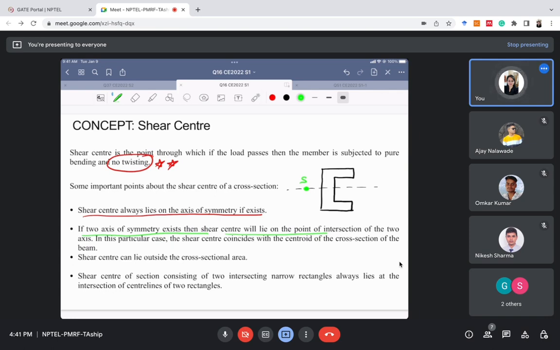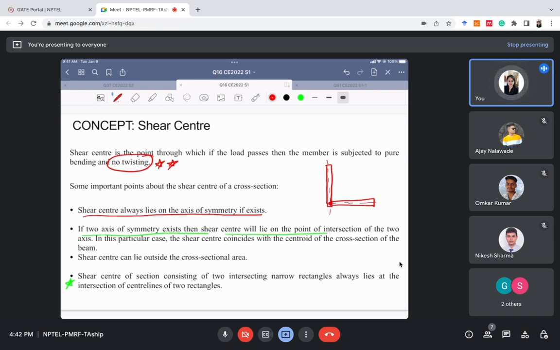The fourth important point is the shear center of a section consisting of two intersecting narrow rectangles. This is very important. The shear center of a section consisting of two intersecting narrow rectangles always lies at the intersection of the center lines of the two rectangles. I will tell you what is written. Suppose there are two narrow rectangular things and they are intersecting at a point. The shear center will lie at the intersection of their center lines, here at the intersecting point. I'll discuss it some more.